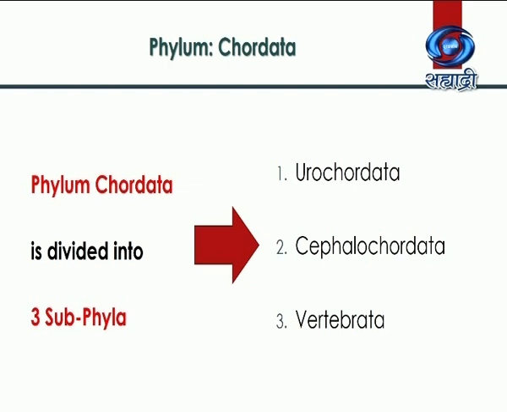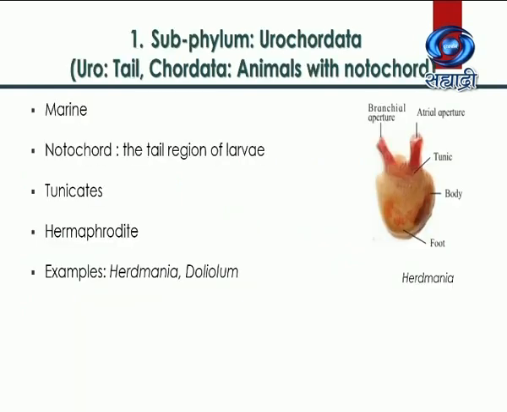Phylum Chordata is divided into three subphyla, namely Urochordata, Cephalochordata, and Vertebrata. Subphylum Urochordata consists of exclusively marine animals. In these members, notochord is present in the tail region of larvae. Their body is covered by tunica. Hence, they are also known as tunicates. These members are hermaphrodite. Herdmania, Doliolum are the common examples of this group.